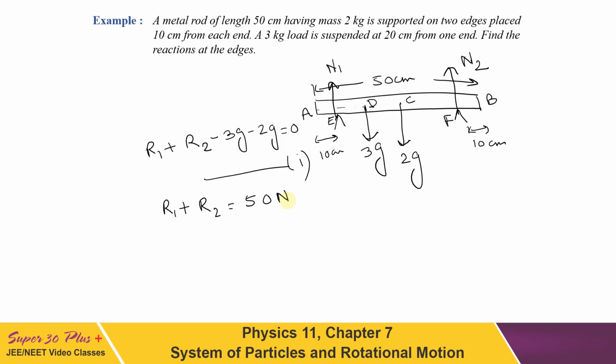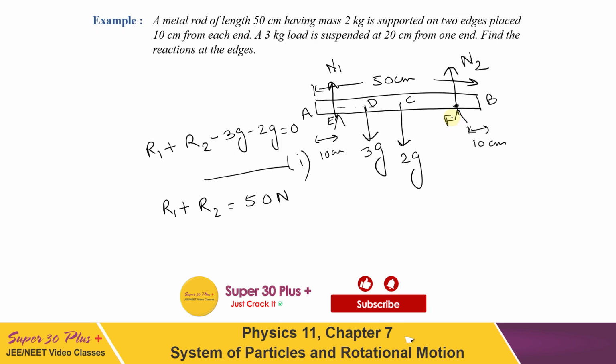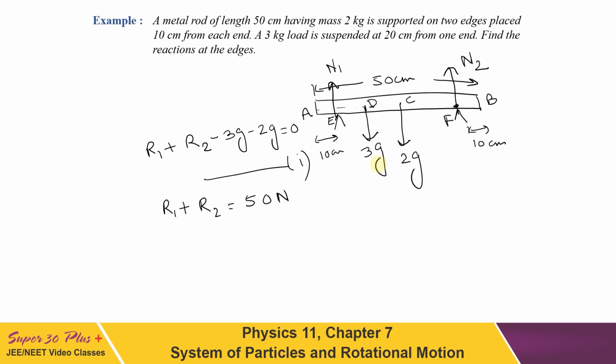So it will be very easy if we write for the point at which N2 is acting, that is the point F. Now I am writing net torque about F to be 0. You have to now check for the directions of torque. If you can see, 2G and 3G both will try to rotate the rod in anti-clockwise direction, whereas this N1 will try to rotate in clockwise direction. So simply balance these two torques.